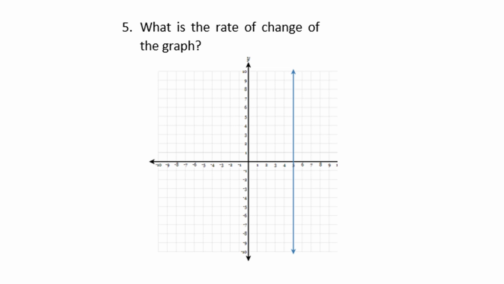For number 5, it asks what is the rate of change of the graph. When you have a vertical line, all vertical lines, no matter where they are on the graph, have an undefined slope. They can be located anywhere on the graph, but if it is a straight vertical line, it is an undefined rate of change, an undefined slope.